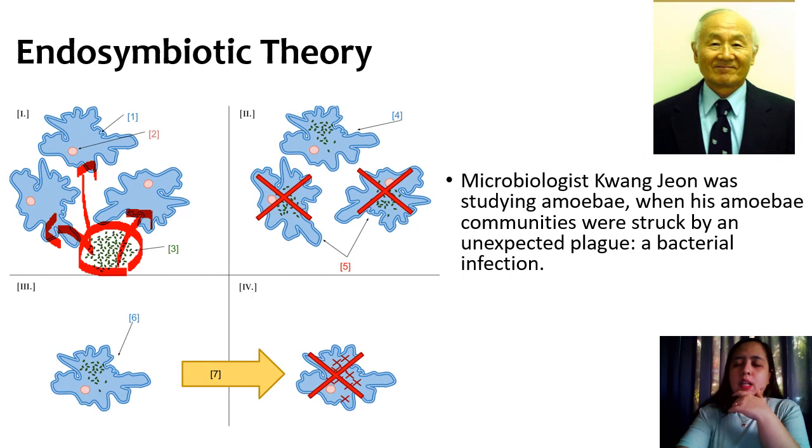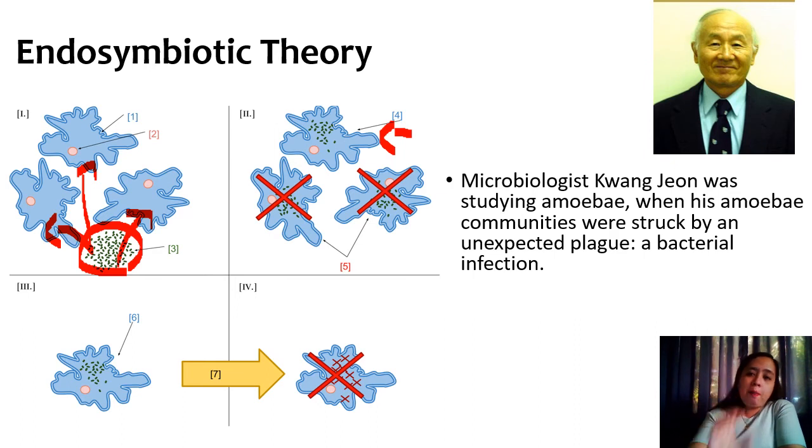However, na-observe ni Kwang Jun that some of the amoeba that survived the plague, yung mga buhay na amoeba na natira, meron siyang bacteria sa loob. No? There was a bacteria within this amoeba. So, akala niya na-wipe out yung total population ng amoeba niya. But then again, napansin niya, may mga surviving amoeba siya na merong bacteria within its body. And this actually replicated. So, nanganak pa siya.